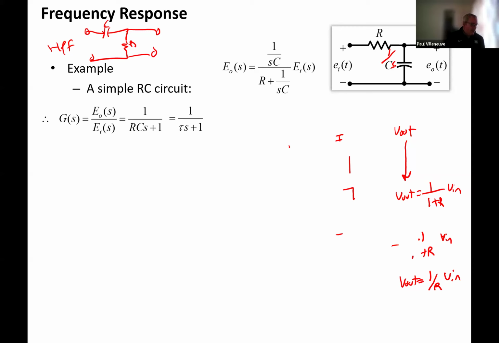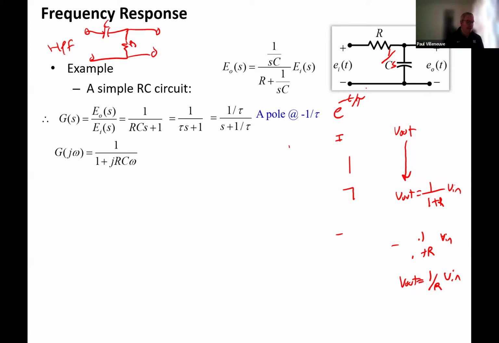I do a little bit of simple math and reconfigure it, and now I get 1 over tau S plus 1. So this ultimately is equal to 1 over S plus 1 over tau. But you get the idea that we can get our time constant from that. So I have a single pole at -1 over tau, which is a good thing because we know that we should have e to the minus t over tau for a simple first order RC circuit.